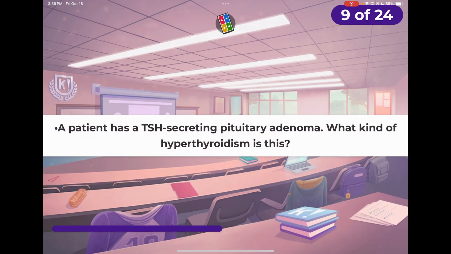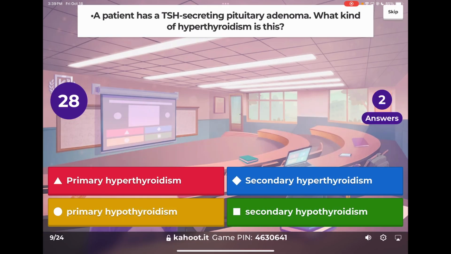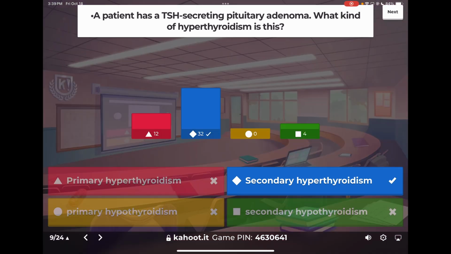Okay, a patient has a TSH secreting pituitary adenoma. What kind of hyperthyroidism is this? Please read these answers. Two of them should not even be there because I already told you it's hyper. The question? Please read. Okay. Secondary hyperthyroidism, because the problem is with the pituitary gland, not the thyroid.